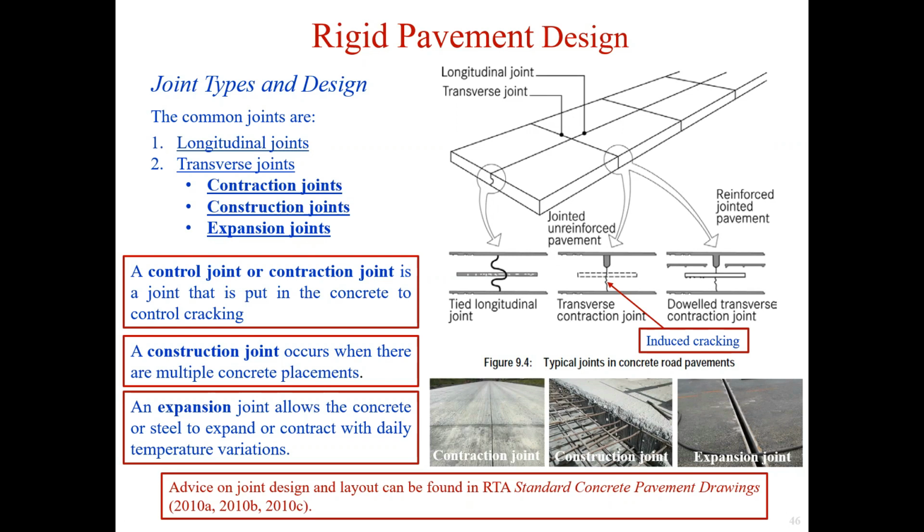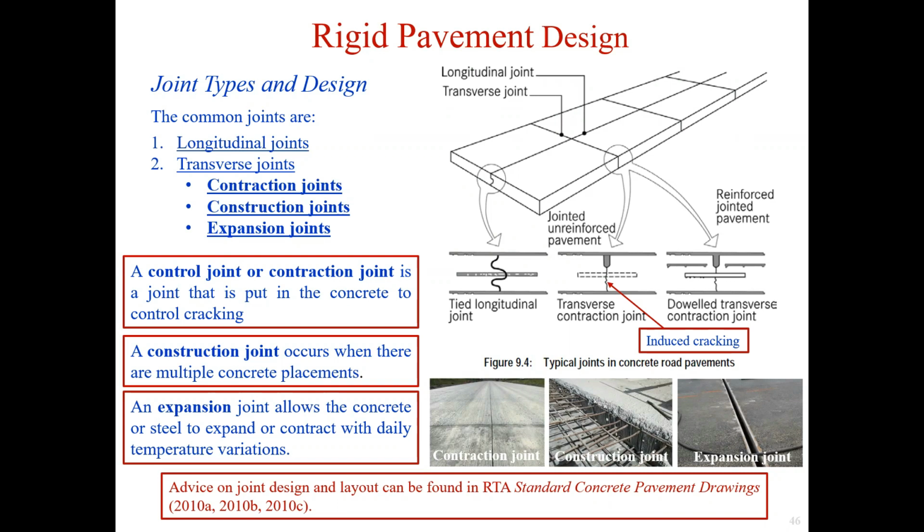Concrete is far more capable of resisting compressive stresses than tensile stresses. An expansion joint allows the concrete or steel to expand or contract with the change in daily temperature. At the discontinuities in the pavement, some allowance has to be made for potentially high compressive forces by providing expansion or acceleration joints.